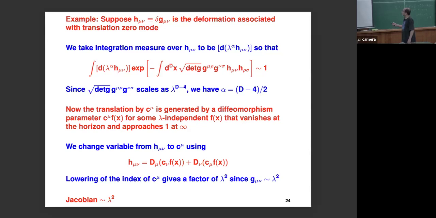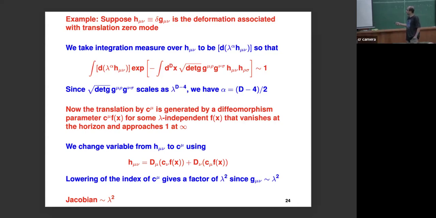Okay. So the translation zero mode will basically come through h mu nu, a deformation of the metric. First, let's fix the integration measure over h mu nu. Let's suppose it's d of lambda to the alpha h mu nu for some unknown constant alpha. The demand that we make on this integration measure, the ultra local measure that Sandeep was just referring to, is that whatever this alpha is, this integration measure and this exponential factor should give 1, with no lambda dependent contribution from this integral. That's how we're going to fix alpha. This is the ultra local measure that one uses for a path integral over all fields in the theory.